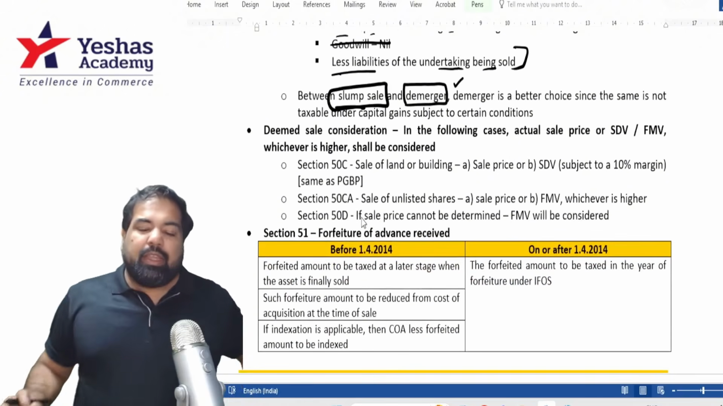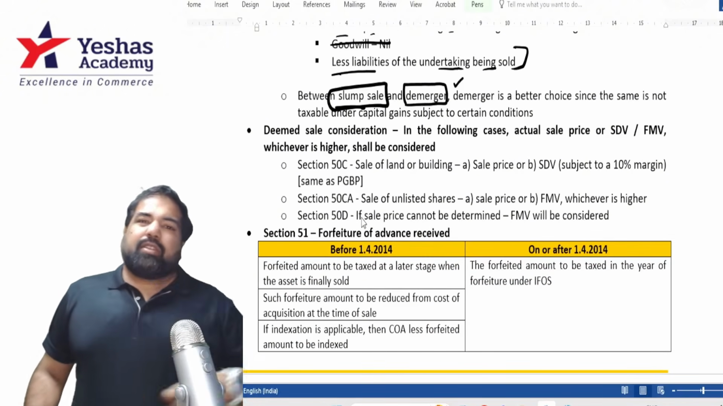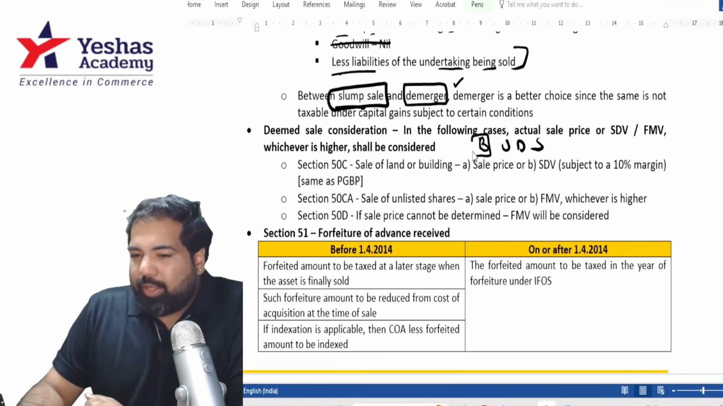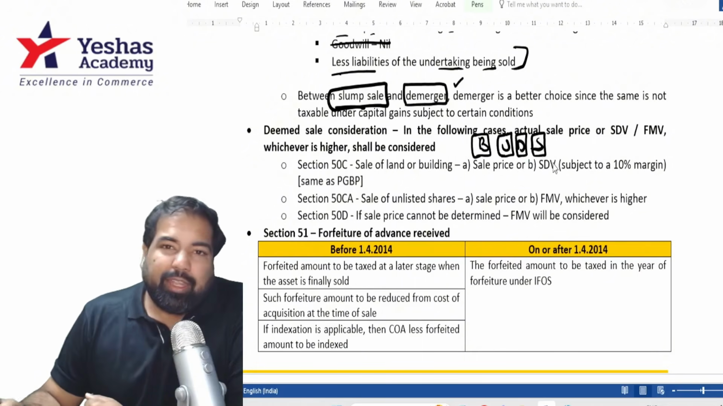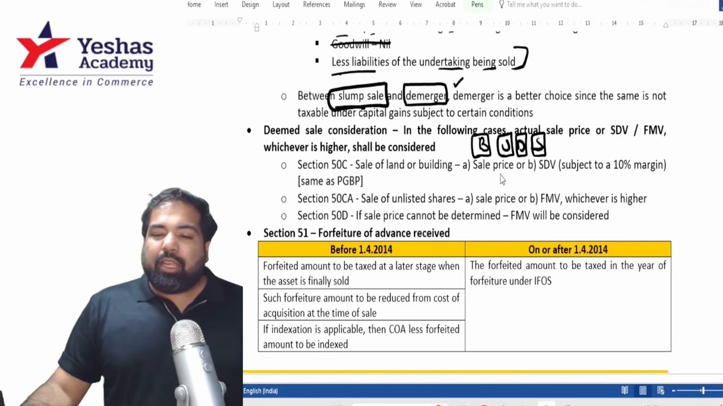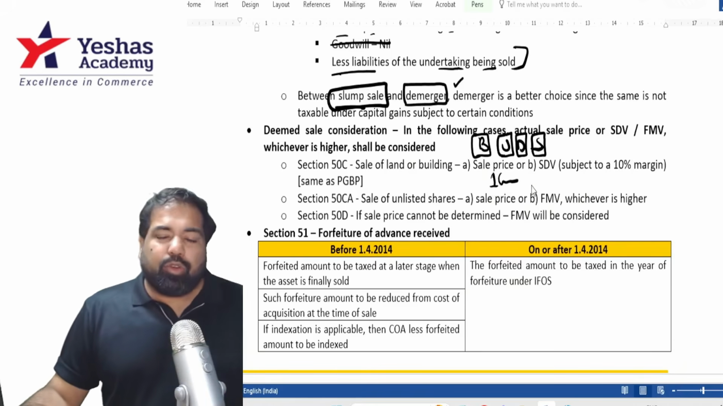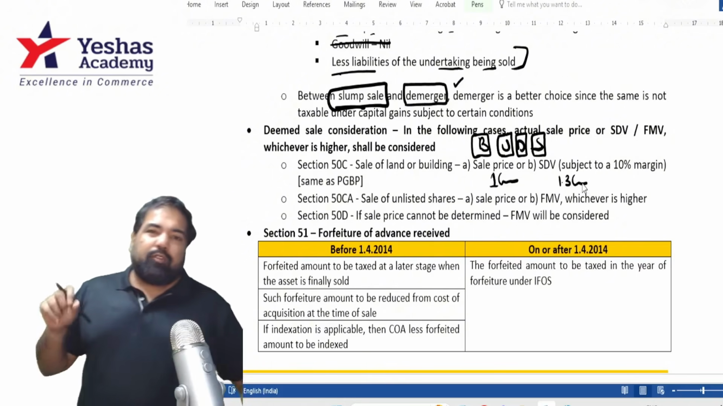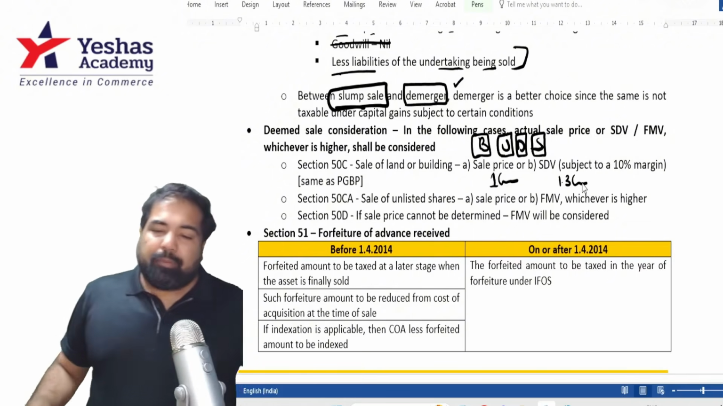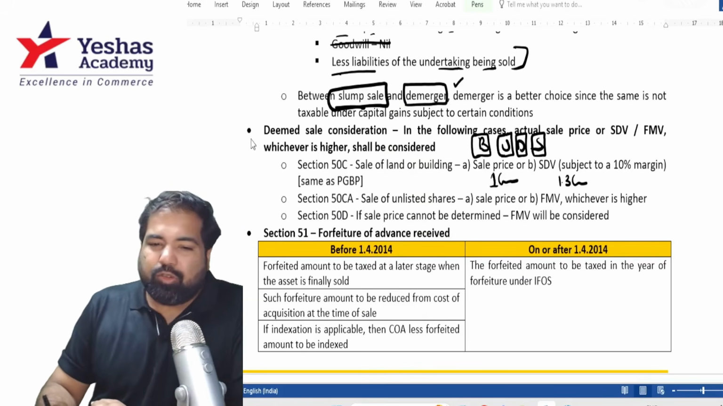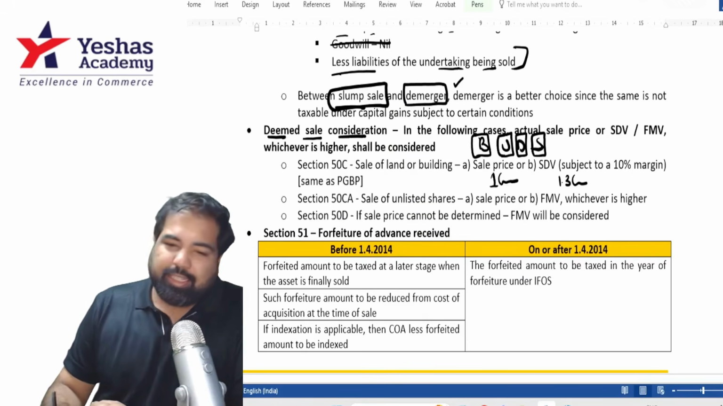Next, deemed sale. Whenever you're selling a land and building, etc., the government says we will compare. There are 4 cases called BUDS. Whenever you're selling a land or building, or you're selling unlisted shares, or you can't determine the value, or it is slump sale, they will take your value and compare the stamp duty value and take whichever is higher. Example, I'm selling an apartment for 1 crore rupees. The government says good, but I will check the stamp duty value. If that is 1.3 crore rupees, I will take 1.3. Of course, they give you a margin of 10% only in case of land and building. Unlisted shares, whatever price you are saying, they'll compare with fair market value and stuff like this. You have to see deemed sale consideration in certain cases.